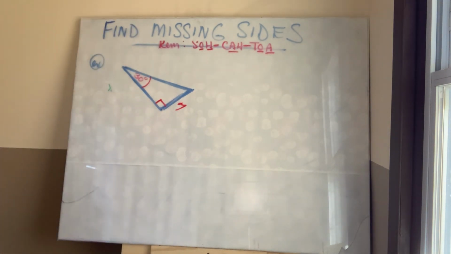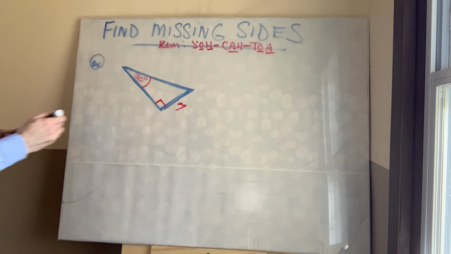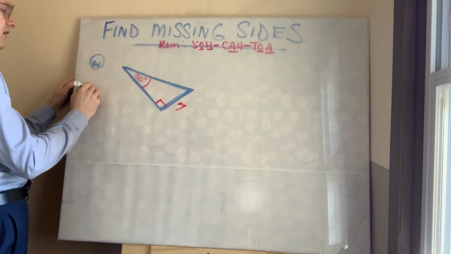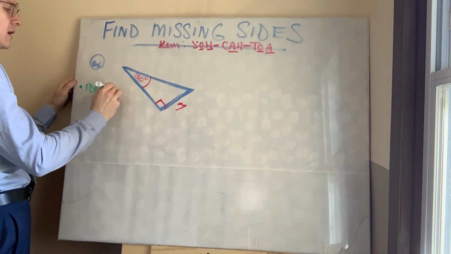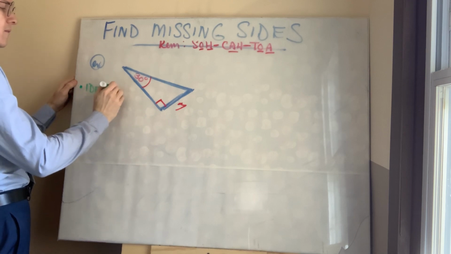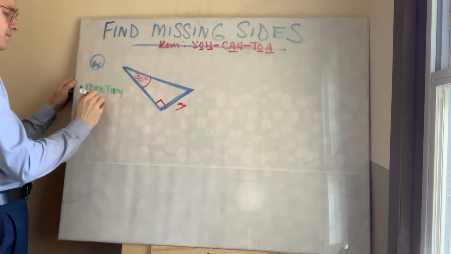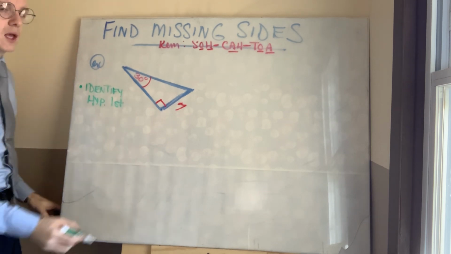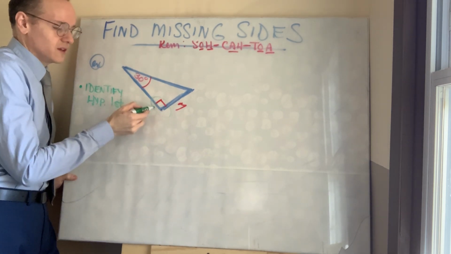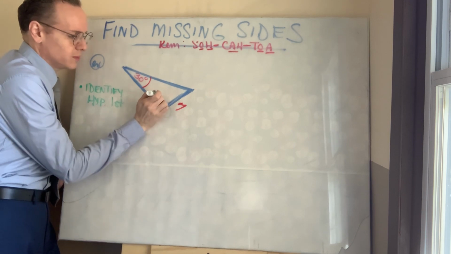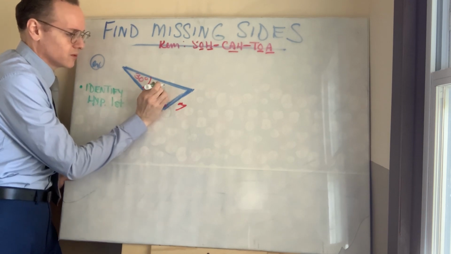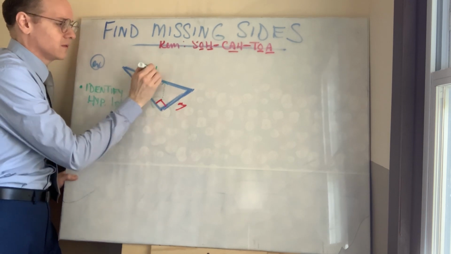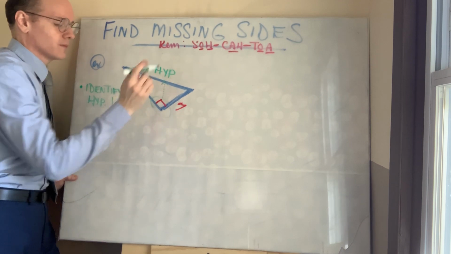A couple of things I would do up front: identify the hypotenuse first. Given how the box is oriented here, the hypotenuse would be whatever dimension is directly across from this box, which would be here. This is the hypotenuse.